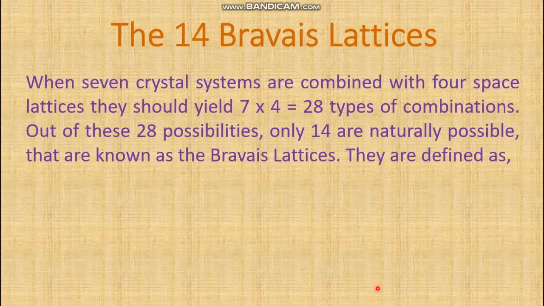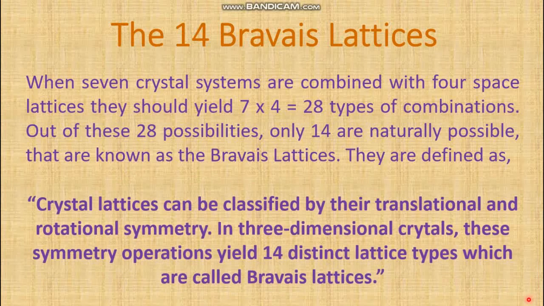Now move on to the 14 Bravais lattices. The spelling is Bravais, but its pronunciation is different. Now you combine 4 types of space lattices and 7 types of crystal systems, so you should get 28 combinations, isn't it? Out of this, in the universe, only 14 are available and 14 are not. So 7 into 4, that is 28 possibilities, and only 14 are naturally possible, which are known as the Bravais lattices.